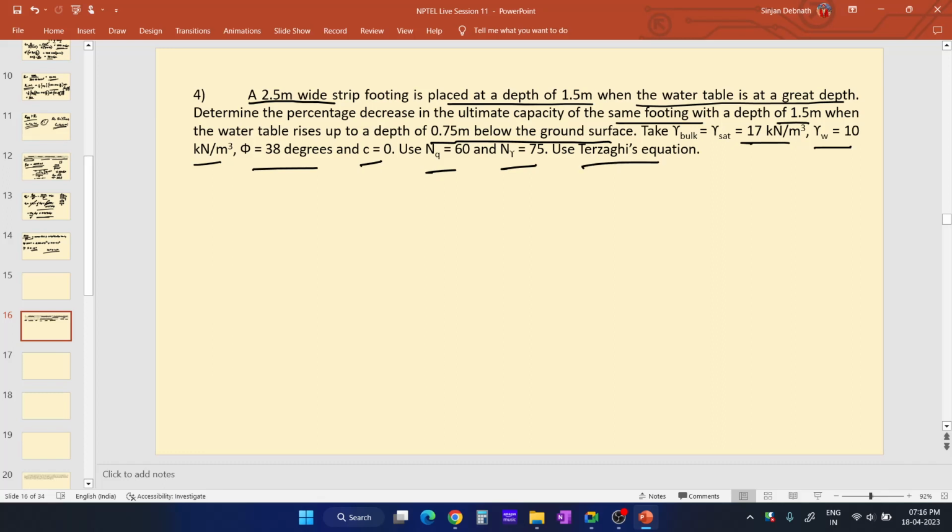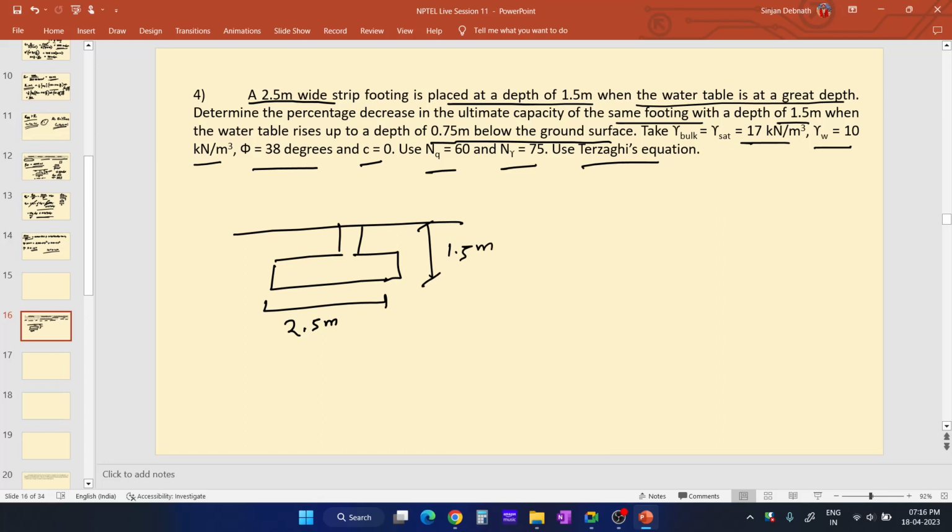So in the first case, initially the water table was at a great depth. The 2.5-meter wide strip footing is placed at a depth of 1.5 meter below the ground surface. This is the first case when the water table is at a great depth. Suppose the water table is at a much greater depth. So what will be the bearing capacity of the footing in this particular case?